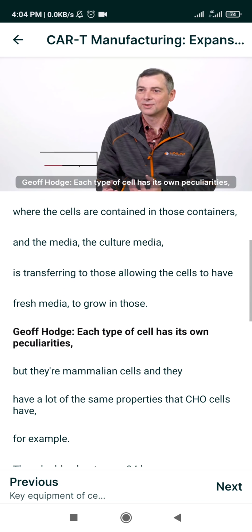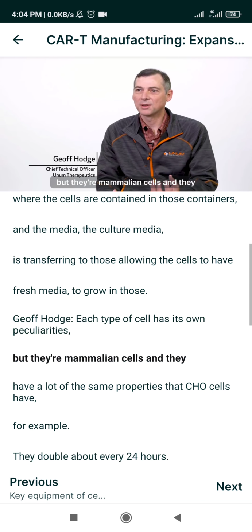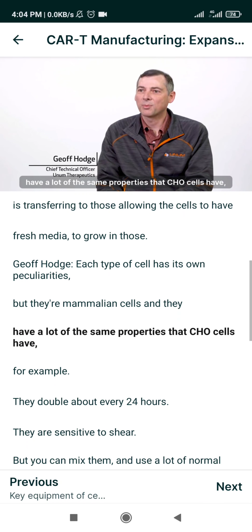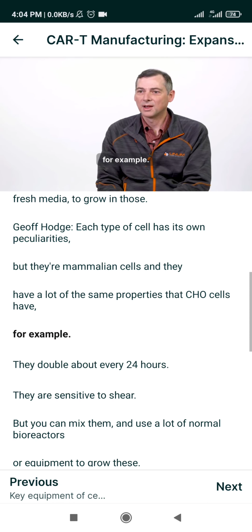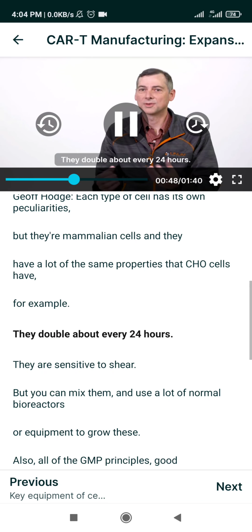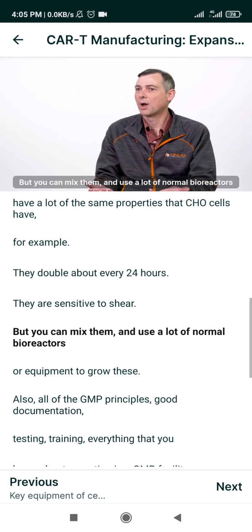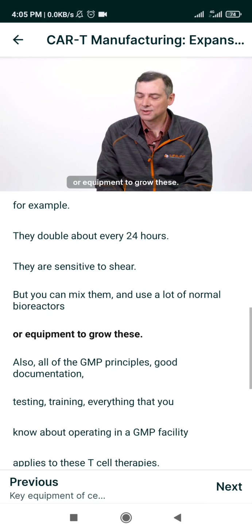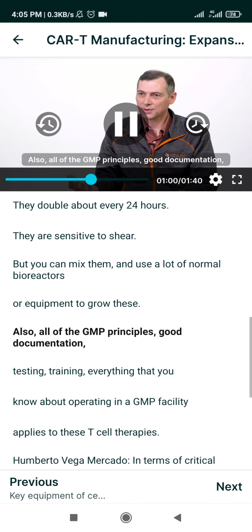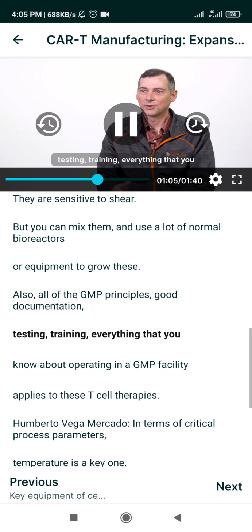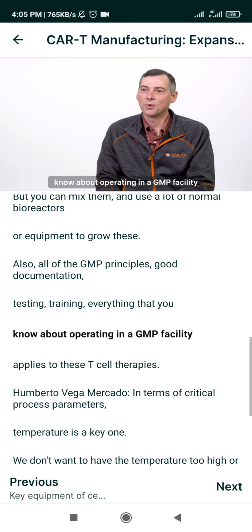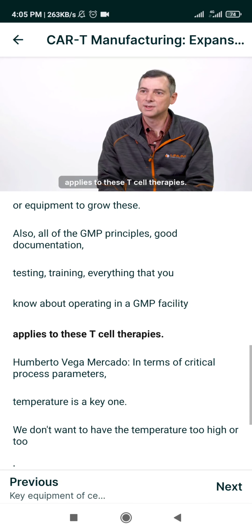Each type of cell has its own peculiarities, but they're mammalian cells and they have a lot of the same properties that CHO cells have, for example. They double about every 24 hours. They're sensitive to shear, but you can mix them and use a lot of normal bioreactors or equipment to grow these. Also, all of the GMP principles, good documentation, testing, training, everything that you know about operating in a GMP facility applies to these T-cell therapies.